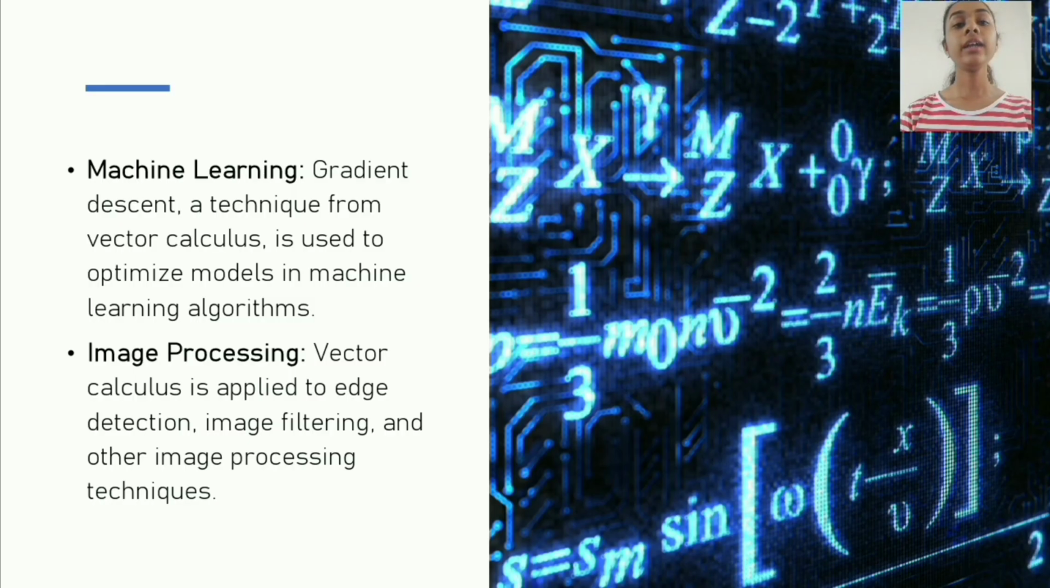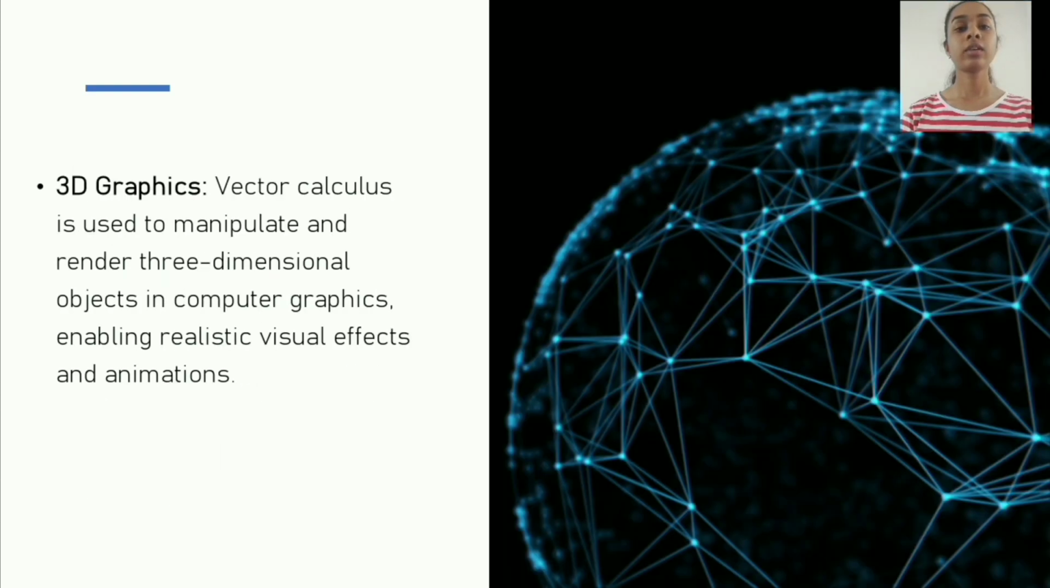Machine learning. Gradient descent, a technique from vector calculus, is used to optimize models in machine learning algorithm. Image processing. Vector calculus is applied to edge detection, image filtering, and other image processing techniques. 3D graphics. Vector calculus is used to manipulate and render three-dimensional objects in computer graphics, enabling realistic visual effects and animations.